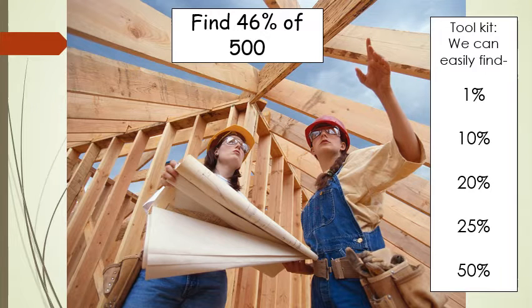I'm going to go over another couple more examples to help you with this. So to find 46% of 500, look at your toolkit. 46 is made out of 25%, 20% and 1%.